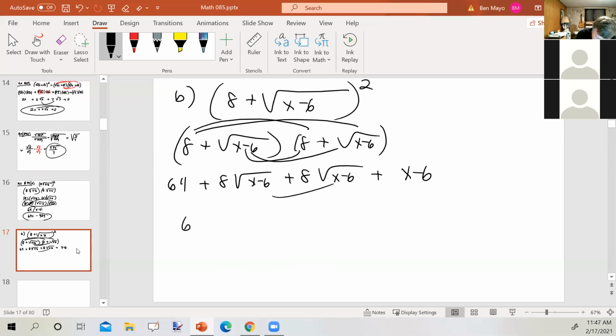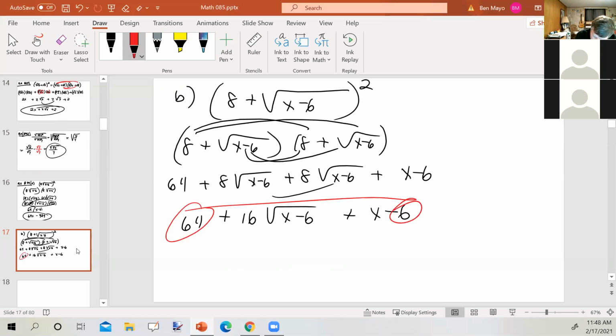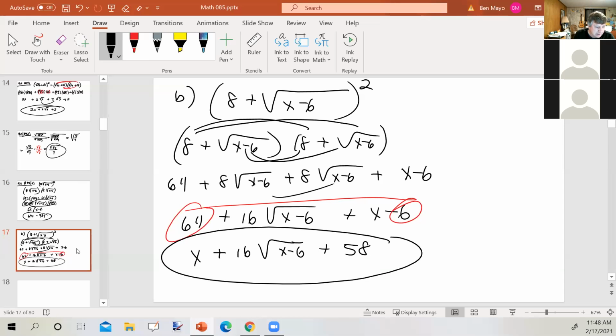Combining like terms, I get 64 plus 16 square roots of x minus 6 plus x minus 6. Oh, but I can put these two together. I'm going to go x plus 16 times the square root of x minus 6, and then plus 58, the 64 minus 6. So that would be the final answer.